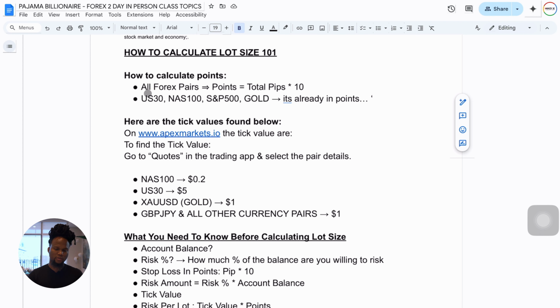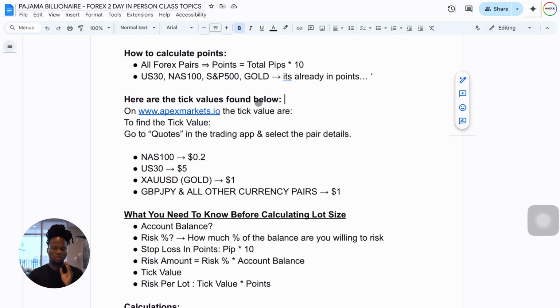You want to convert to points first. For US 30, NAS 100, S&P 500, gold, all of those are already in points. Just make note of that. Now, here are the tick values found below. You're going to need a tick value to calculate how much a point is worth. If you go on the MetaTrader 5 app right now, you realize that everything is in points. This is why we convert it to points.